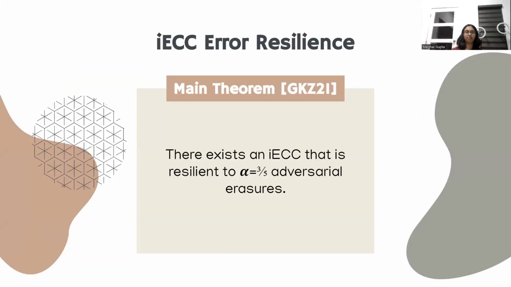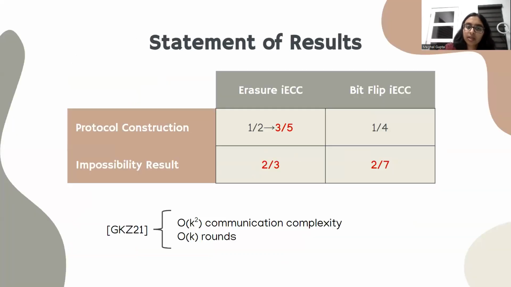However, the main theorem of our paper is that there actually does exist an IECC that is resilient to greater than 1/2, specifically 3/5 of adversarial erasures. So the main result of our paper is that protocol construction, an IECC that is resilient to 3/5 erasures. We do have a couple of other results that I will outline in the slide before we get on to the actual explanation of our protocol.